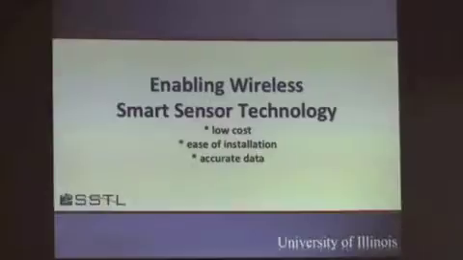So our work has been directed towards wireless sensors. Now, wireless sensors are a whole new beast. Wireless sensors have the promise of being low cost, on the order of hundreds of dollars per channel. They have the promise of ease of installation, and they have the promise of accurate data. But realizing that promise is not trivial.